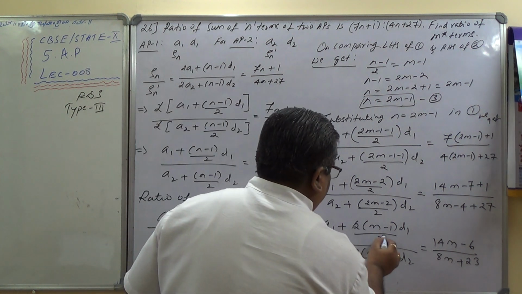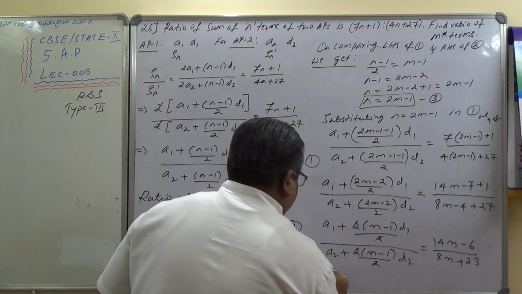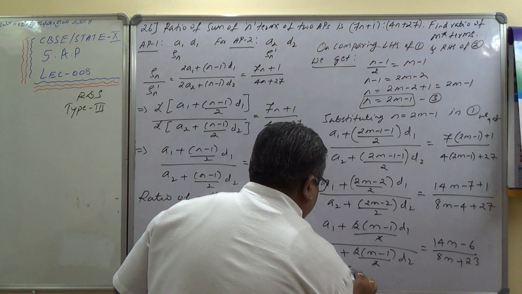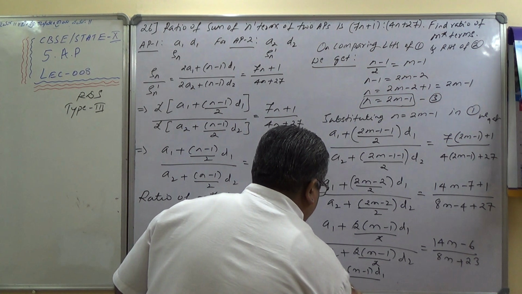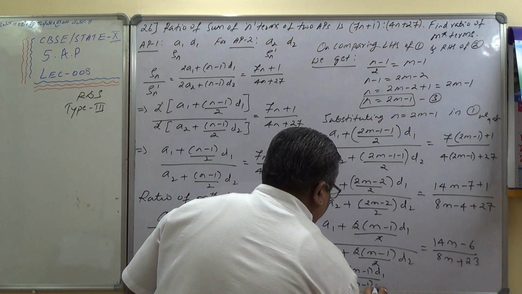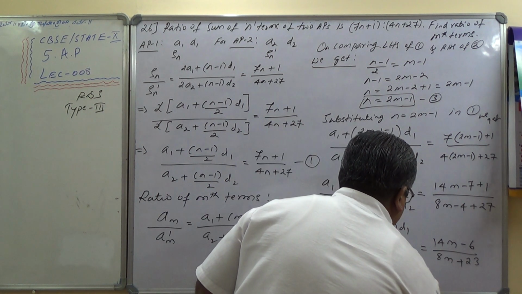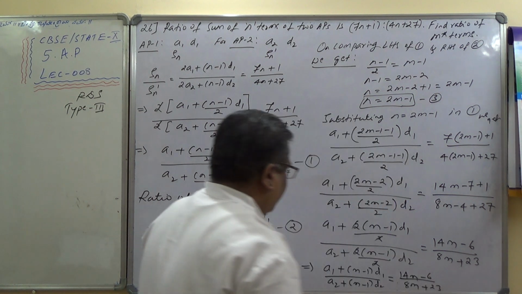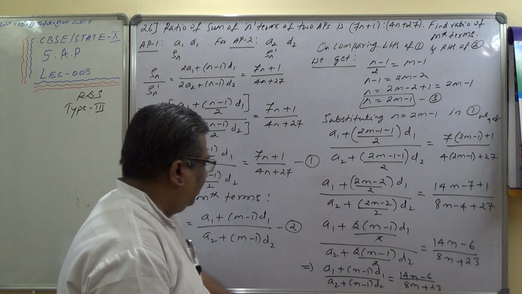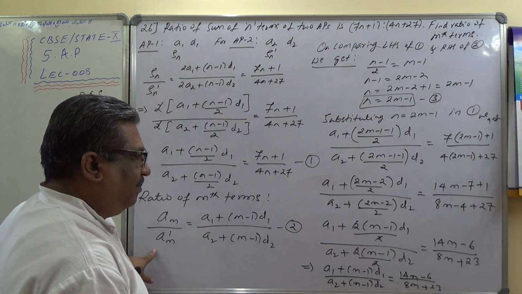Now what is this one now? 2 cancels, 2 cancels, implies (a1 plus (m minus 1) into d1) divided by (a2 plus (m minus 1) into d2) equals (14m minus 6) divided by (8m plus 23). What is a1 plus (m minus 1) into d1 here? From 2 it is am by am dash, isn't it?